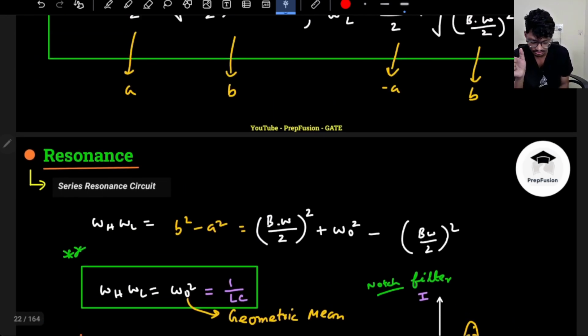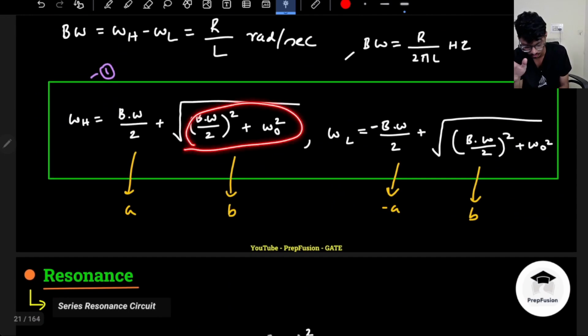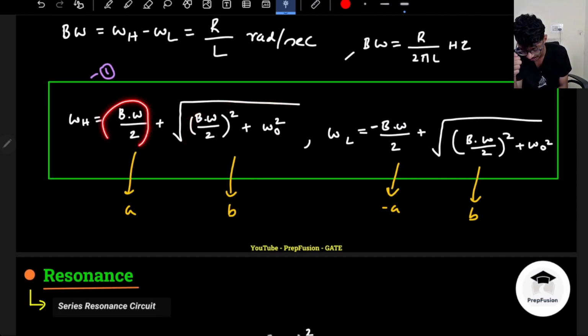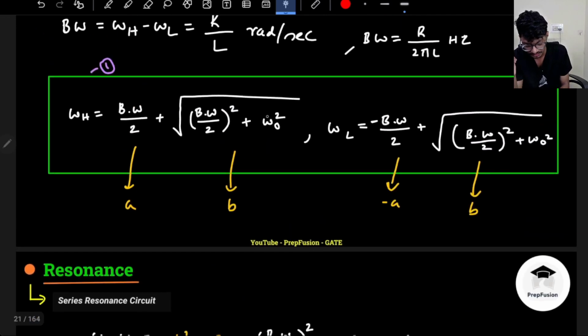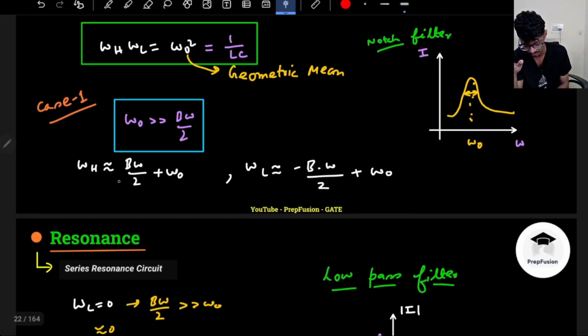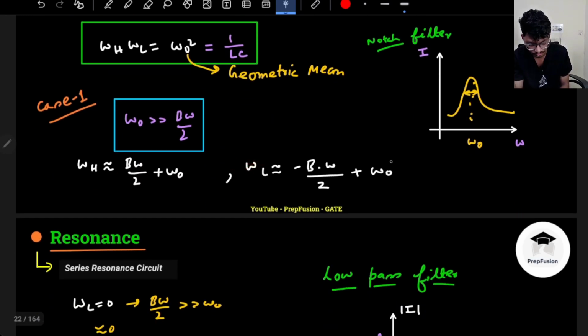Now you might have a doubt: sir, why are you taking the approximation here, but not taking the approximation here? This is also small, right? Bandwidth by 2 and omega naught is here. This is linear, whereas here we were squaring it. As I am squaring it, whatever is less becomes even lower. Let's say 0.5, if I square it, it becomes 0.25. So that's why I am using the approximation there and not here. For omega L, with the same approximation, you will get minus bandwidth by 2 plus omega naught.